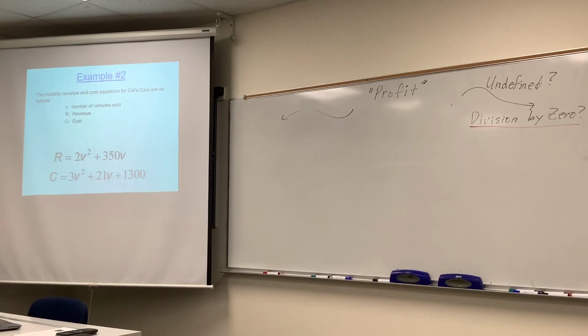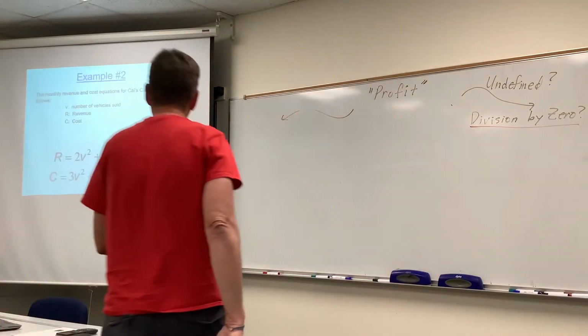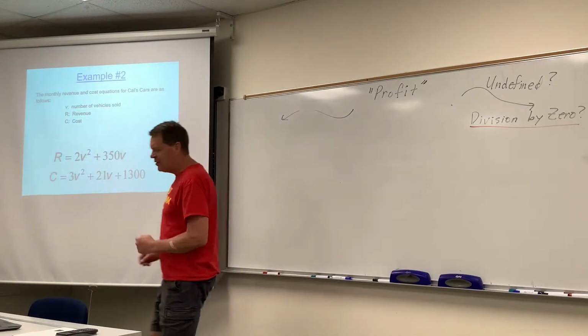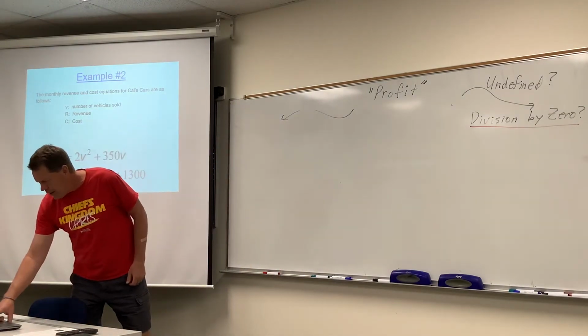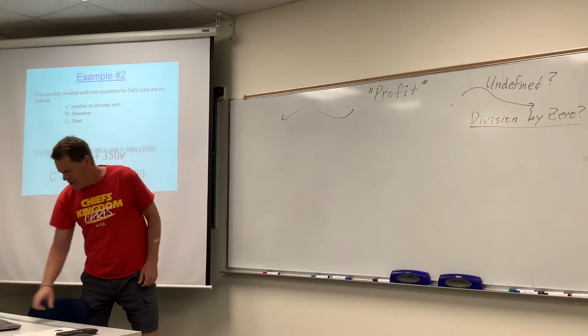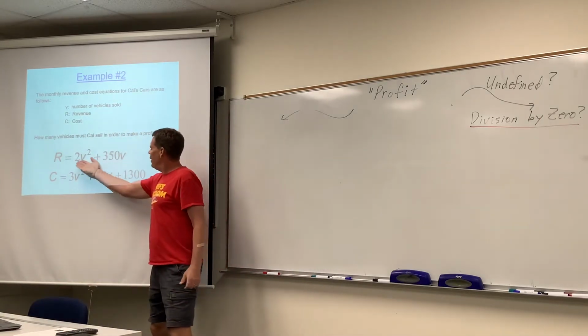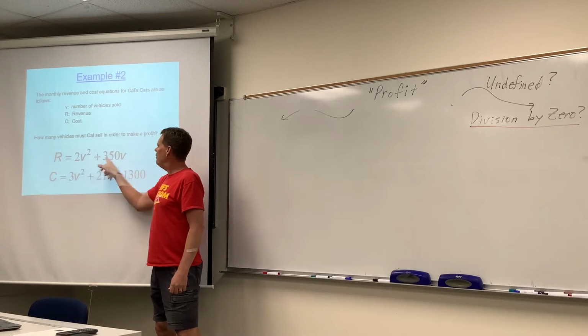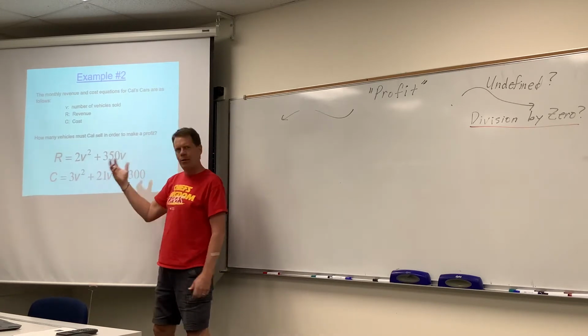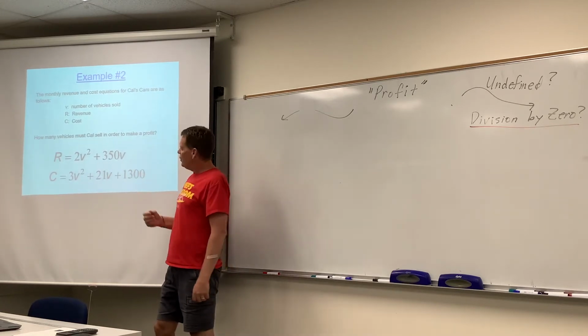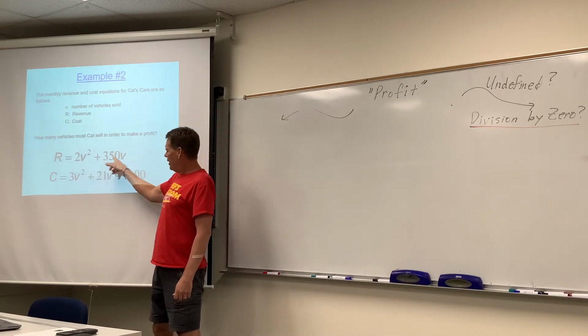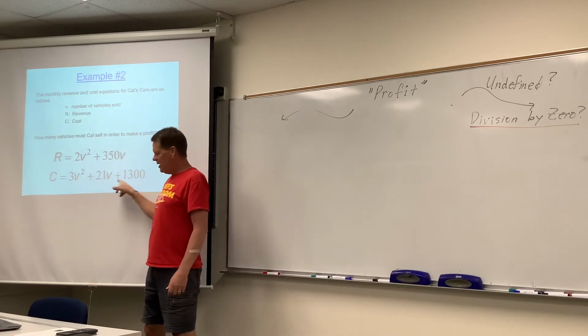Here we go with example 2 of inequalities. Let's take a look at an application of the concept. We have a business called Cow's Cars, and their revenue expression is given by this. It depends on how many vehicles they sell. That's the variable this time, vehicles, V. So revenue is calculated by this, cost by this.